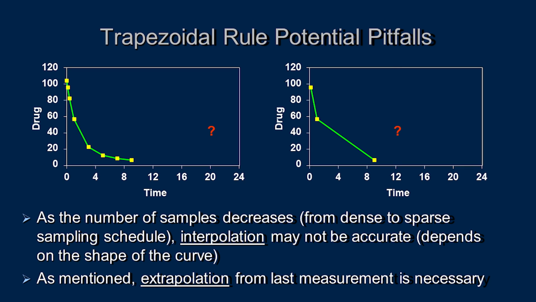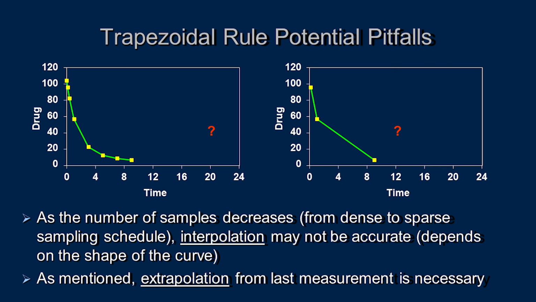And in this case, I'm going to overestimate my area under the curve because I'm actually getting a lot more area than the actual data would have given me had I been able to sample it. So as the number of blood samples goes down, from dense to sparse sampling schedule, even interpolation may not be accurate. It depends on the shape of the curve, and there are considerations of experimental design that help us make an educated guess as to how to optimally place these samples, right? And that's another field that has been evolving quite a bit in the last few years.